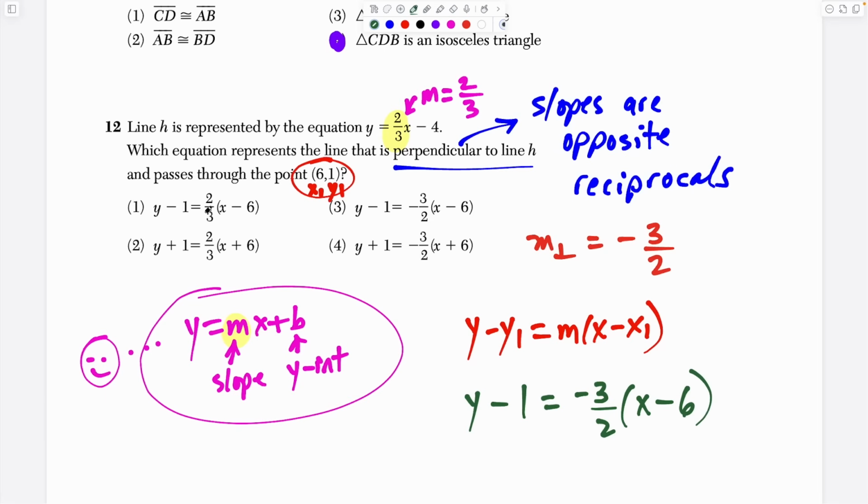Okay, so when I scan for the answer choices, right away I could just eliminate these two because these have a slope of 2/3, which would be the slope we would want if we wanted a parallel line. Okay, parallel lines have slopes that are equal. So that would be for choices 1 and 2. We would be thinking of parallel lines. But see, the negative 3/2 is here. That's the one we want. And then we're going to go with y minus 1 equals negative 3/2 times x minus 6, choice 3.